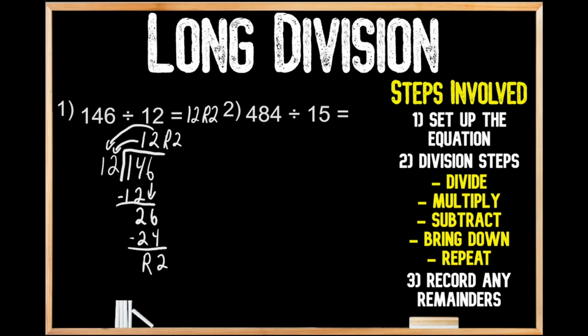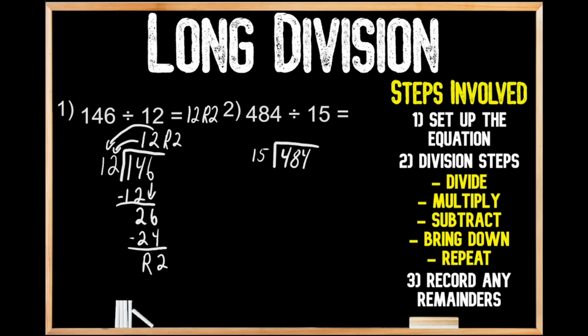So now we're going to move on to question number 2, where we're being asked to divide 484 by 15. So remembering our first step is to set up the equation. Our dividend, which is 484, is going to go below our division bar, and our divisor, which in this case is 15, is going to go to the left and on the outside. So now we're going to move on to step number 2. We're going to work through the division steps from left to right.